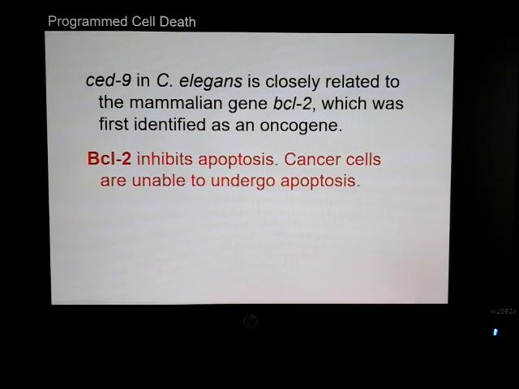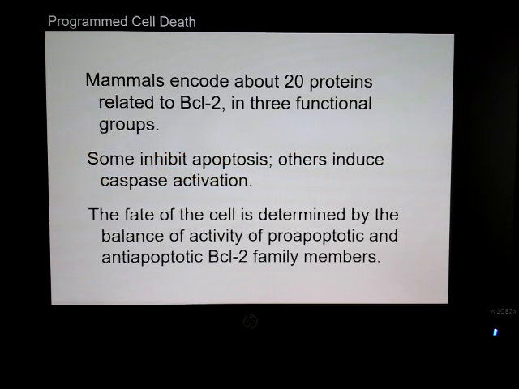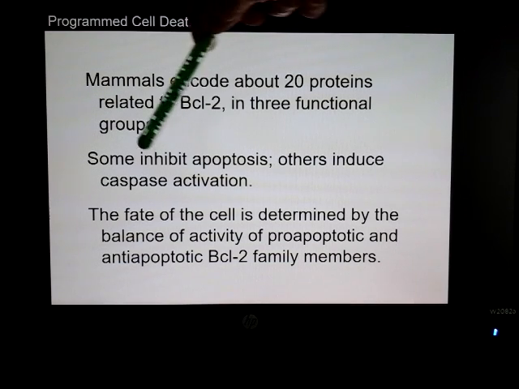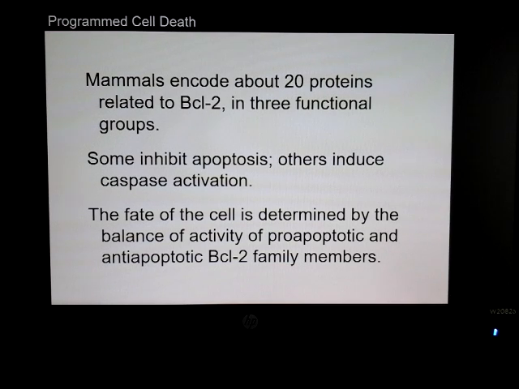So in C. elegans again, there was a protein that was studied called CED9, and in mammals that's actually BCL2. And what that does, I'd like you guys to know, is it inhibits apoptosis. So what happens then is cancer cells then will be unable to undergo apoptosis. So any cells that express this cannot undergo apoptosis. So there's about 20 proteins related to the BCL2. Some actually inhibit, and others will actually induce caspase activation as a result.